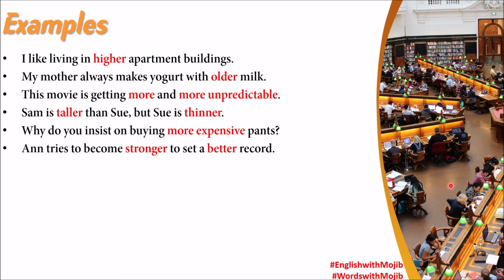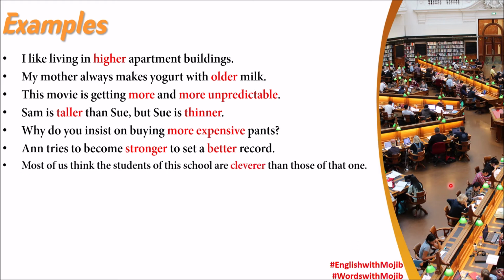Stronger, better. Two comparative adjectives. Most of us think the students of this school are cleverer than those of that one. Most of us think the students of this school are cleverer than the students of that school. Clever: two syllables, no suffixes, group 1 plus -er. Clever.